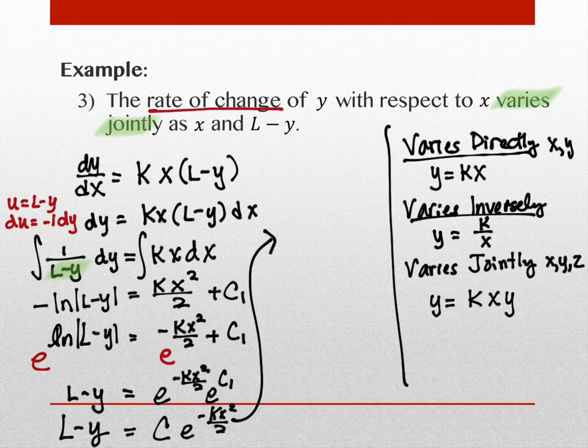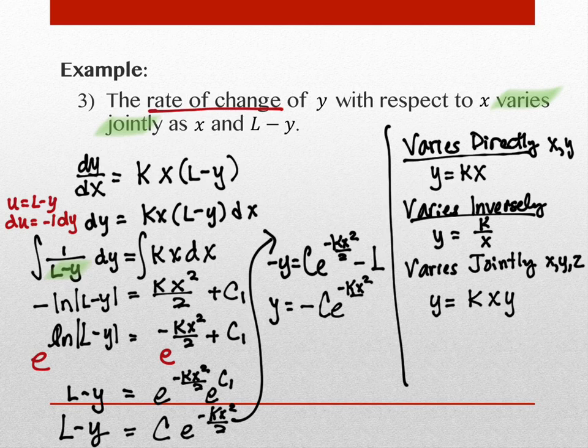Subtract the L. So we have negative y equals c e to the negative kx squared over 2 minus L. And then what? Divide the negative over. Yeah, we're going to multiply or divide either way by a negative. So this will end up being y equals negative c e to the negative kx squared over 2 plus L. And the k and the L could be any numbers given, and it would be worked the same way.